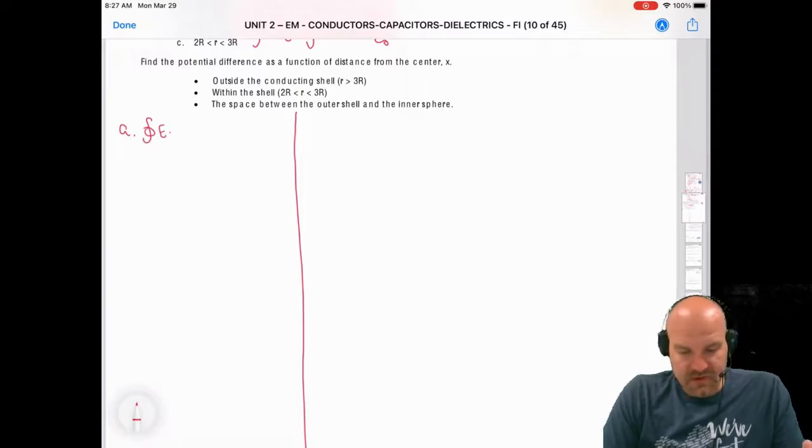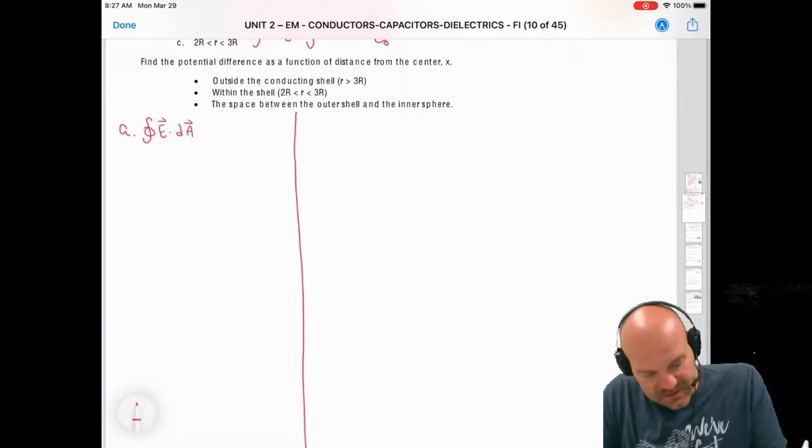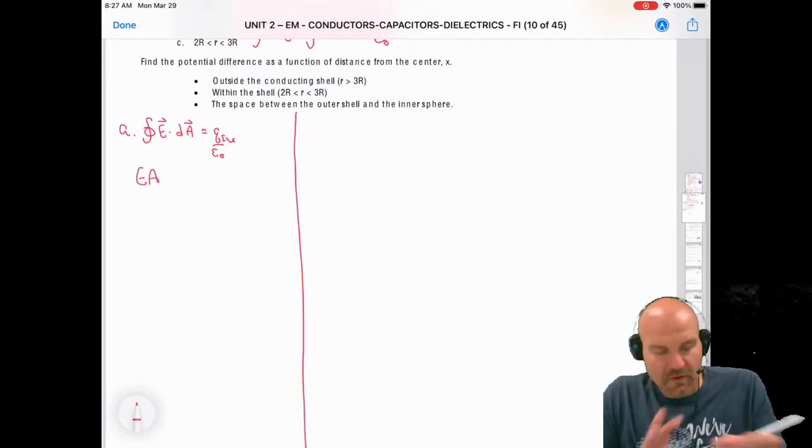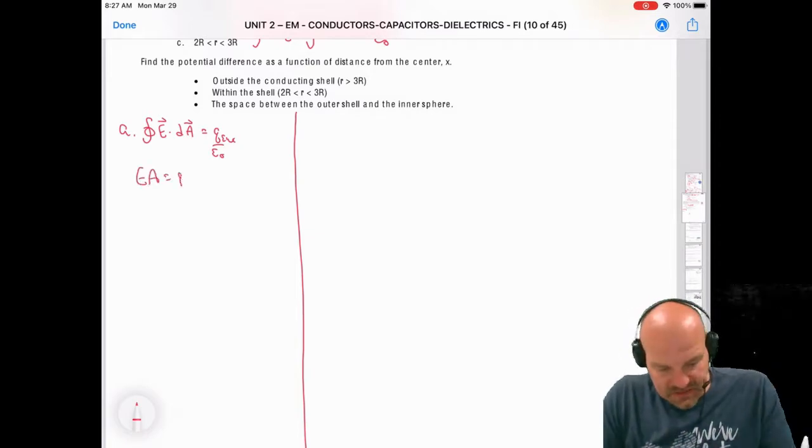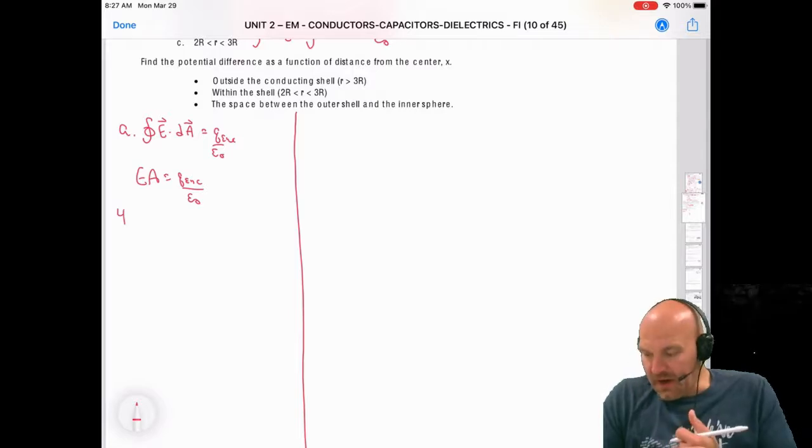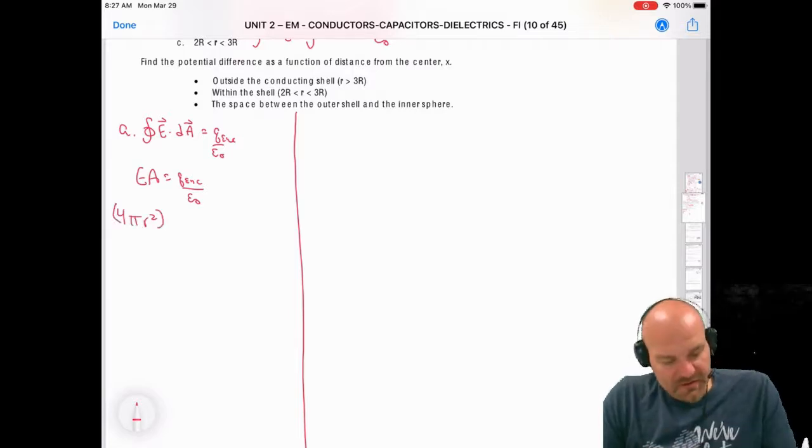We're going to use our equation, the surface integral of E dot dA equals Q enclosed over epsilon naught. And again, don't be afraid of this surface integral. It's just going to be E times A, so E times A equals Q enclosed over epsilon naught. We know the area will be the area of a sphere.